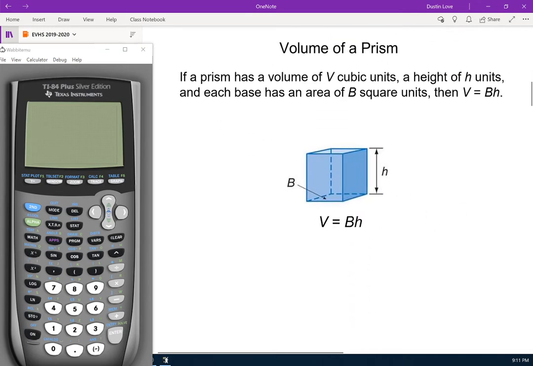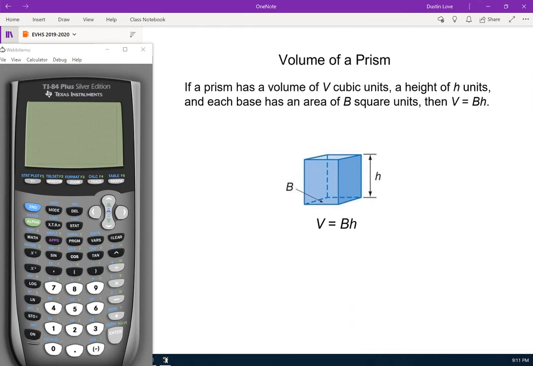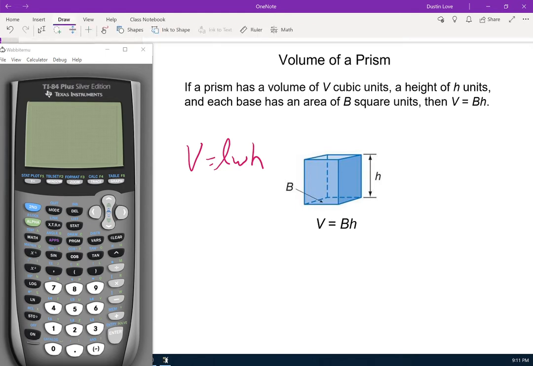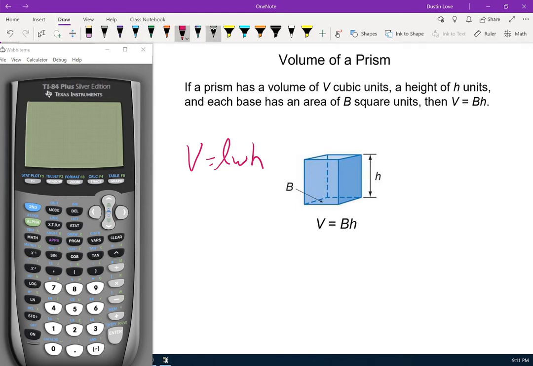Volume of a prism. The volume of a prism is going to be area of the base times the height. Now, back when you were in elementary or middle school, you may have seen something like this: volume equals length times width times height. And that is absolutely 100% true for a rectangular prism and only a rectangular prism.